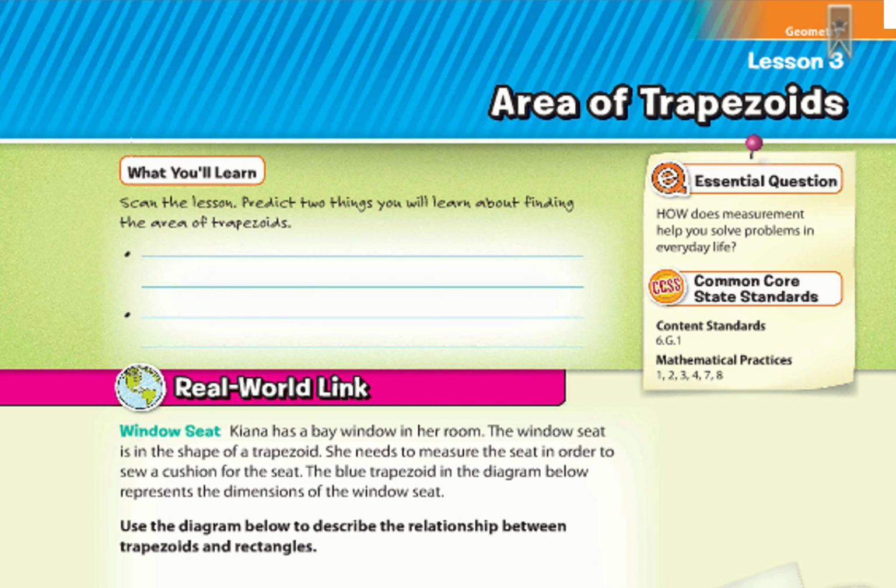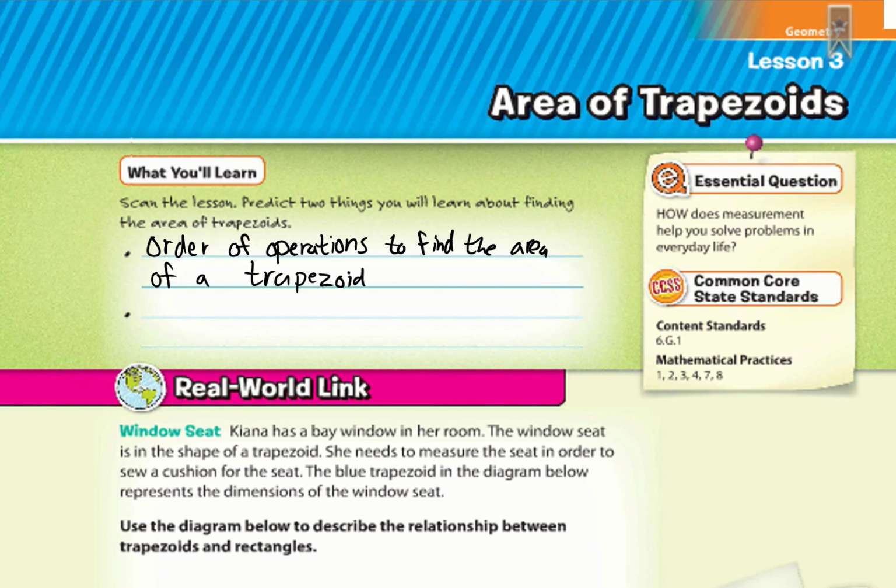Predict two things we're going to learn. So we're going to be using order of operations to find the area of a trapezoid. And then we're also going to learn how to use the dimensions of a trapezoid to find its area.